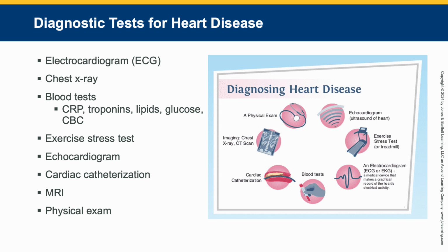Some providers order exercise stress tests to reveal how the heart responds to physical activity. Echoes or echocardiograms create detailed images of the heart in motion and then show blood flow through the heart and the valves. A cardiac cath can show blockages in the heart arteries. And then MRIs create detailed images of the heart. And then, of course, we can't negate the physical exam.